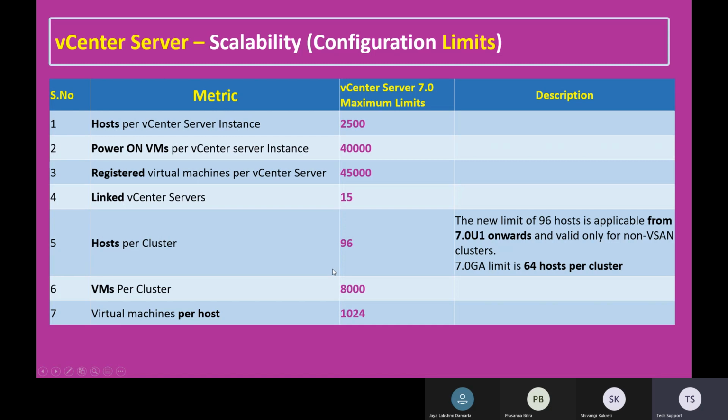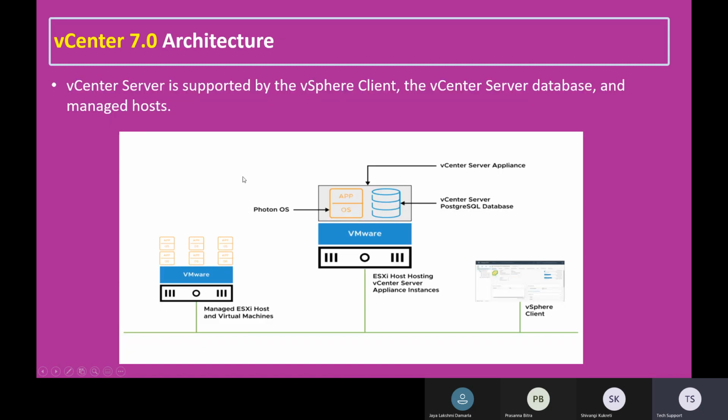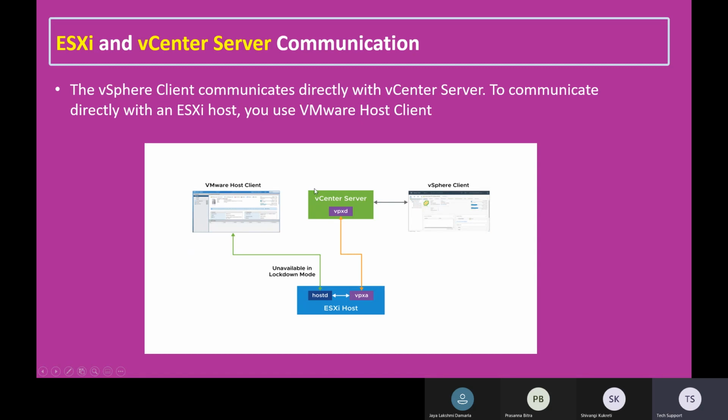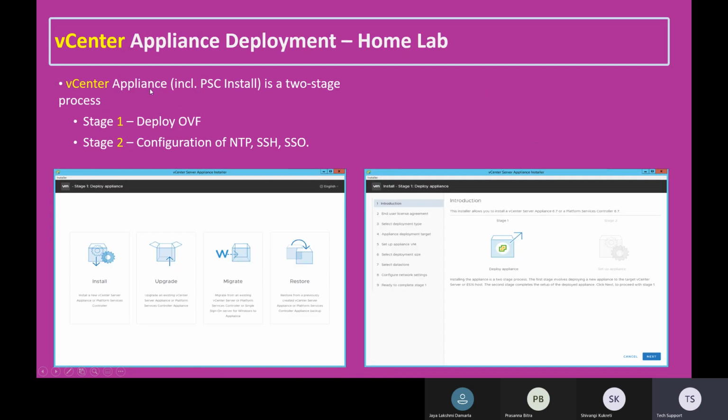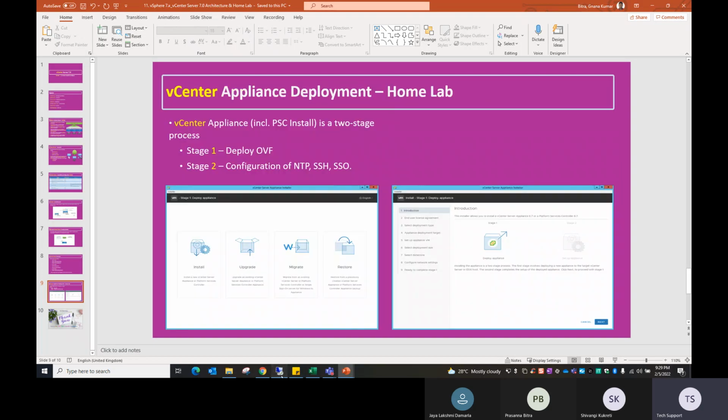Okay, some additional configuration maximums we observed, and the vCenter 7 architecture, and also the communication. So for communication, remember the main service name is VPXA, the vCenter Server Agent Service, and some key vCenter Server services. And now the deployment stage. Before starting the deployment, we need to download the appliance file.